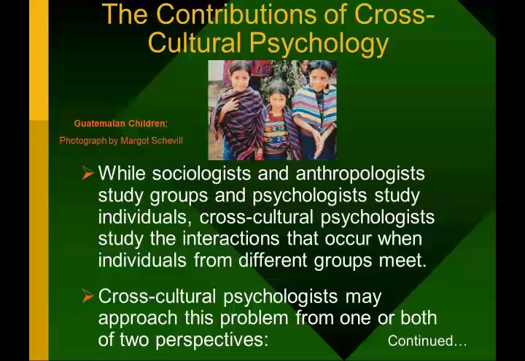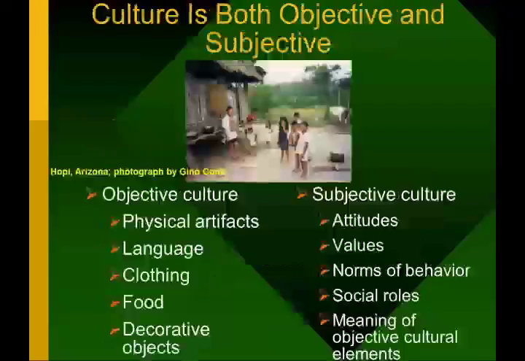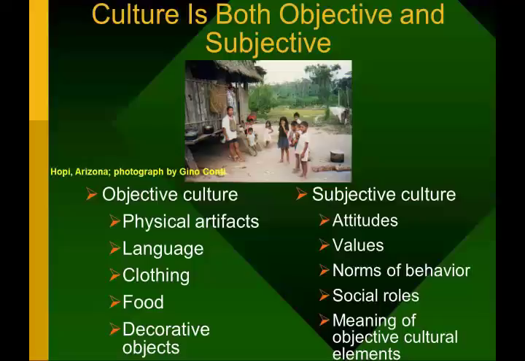So all of those are examples of being in a cultural subculture, a subgroup, and needing to understand through language the means of communication. So culture is both objective and subjective, something we touched on earlier. Objective culture is physical artifacts, language, clothing, food, decorative objects. Subjective culture is the attitudes, values, norms of behavior, social rules, meaning of objective cultural elements.